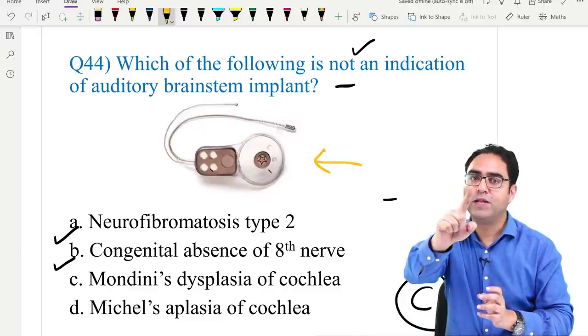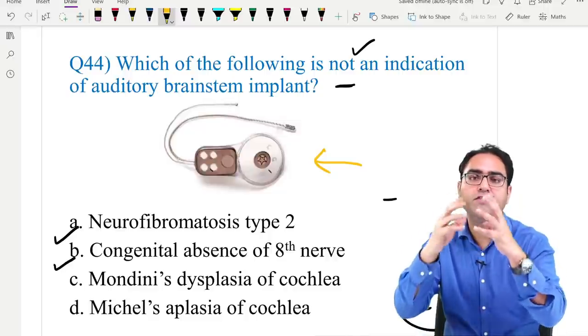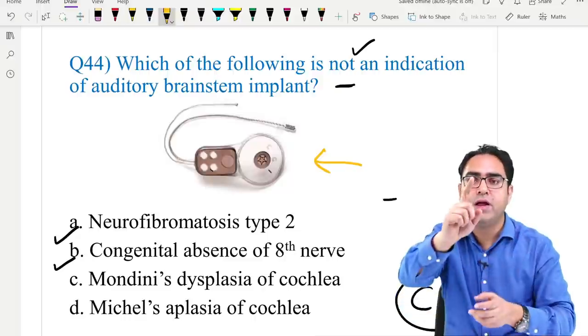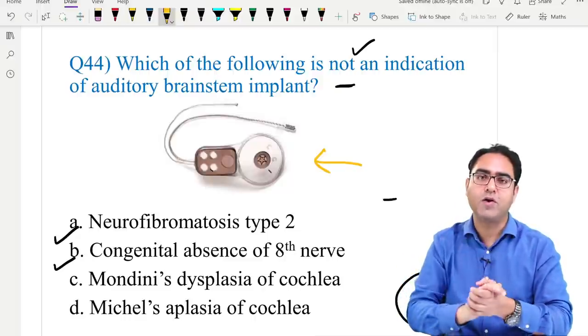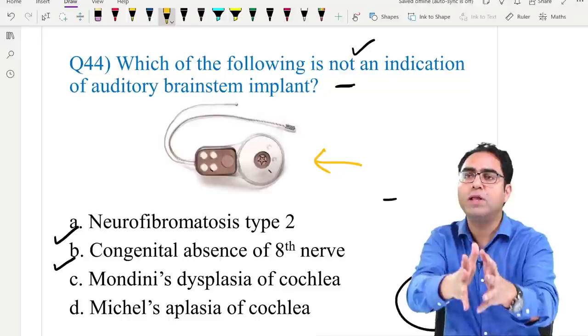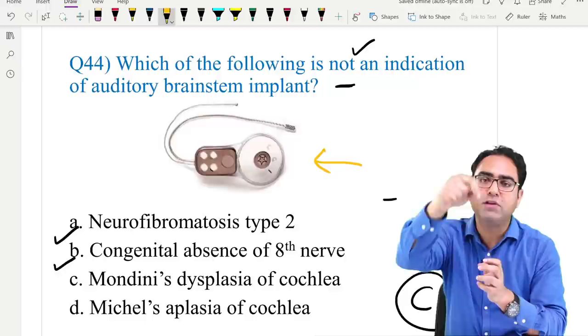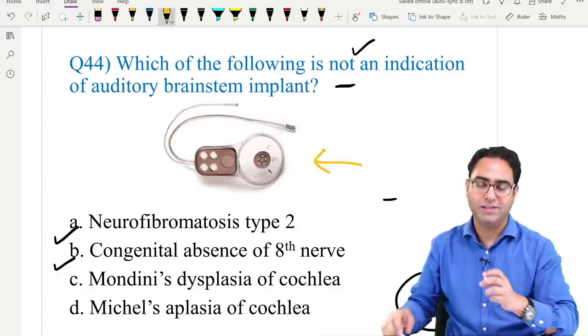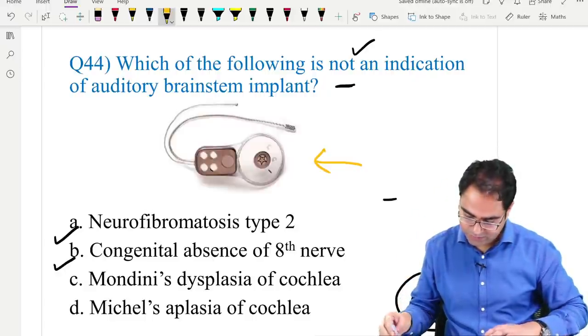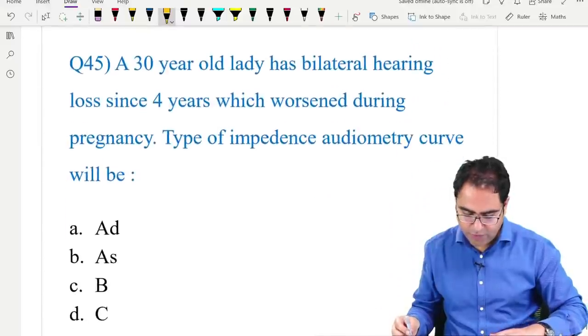One more question, beta. New question. The brainstem implant stimulates which part of the auditory pathway? The answer is cochlear nucleus, beta. If they ask you where you put the brainstem implant electrode, it is the lateral recess of the fourth ventricle; what it stimulates is the cochlear nucleus, beta. Okay, fine.